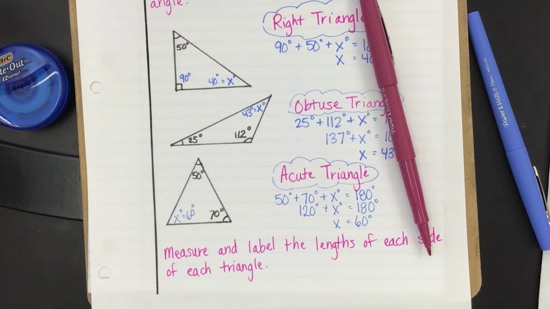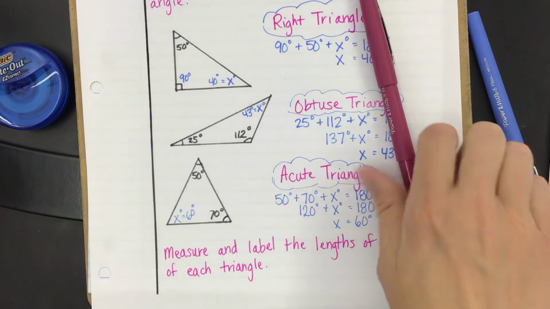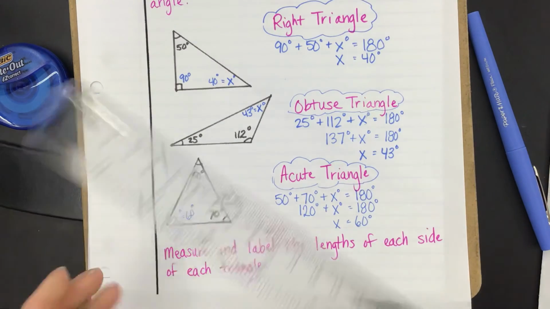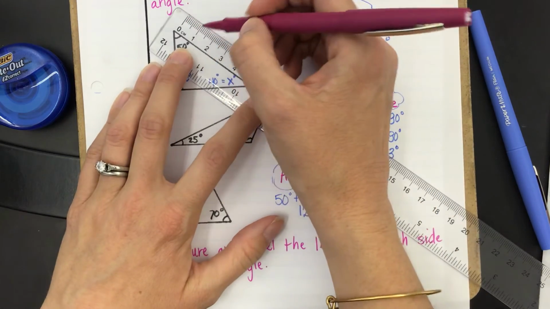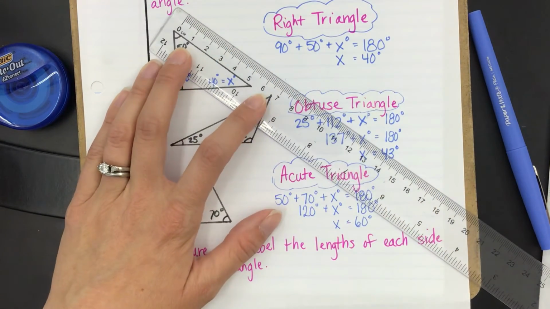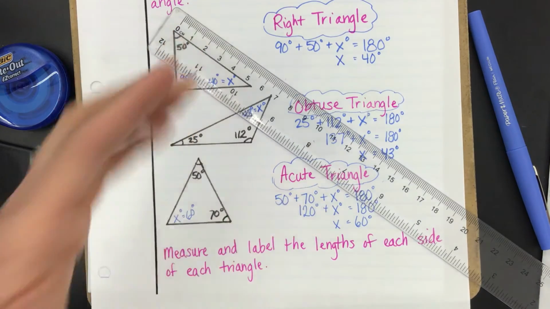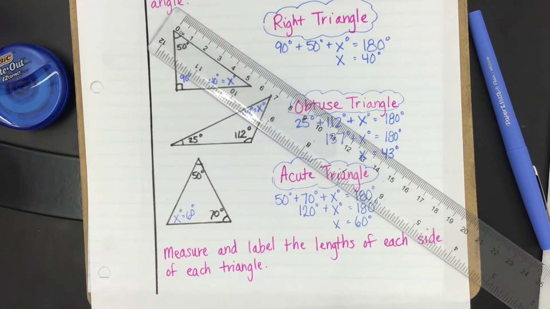Millimeters to measure the sides of each triangle, and I'll show you what I mean. I want it to be really exact, so that's why we're doing millimeters. Now, if you look at your ruler here, you're going to see centimeters. Millimeters are the little tick marks in between. So 1 centimeter is 10 millimeters.